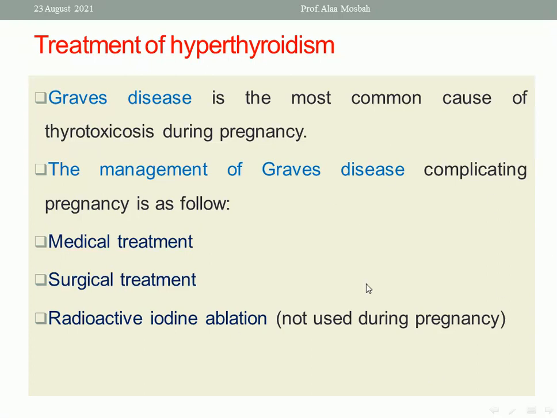Okay, Graves' disease, the most common cause of thyrotoxicosis during pregnancy. What is the management of Graves' disease, which constitutes 95% of cases of hyperthyroidism? We have medical treatment, surgical treatment, and radioactive iodine ablation. Of these three lines of treatment, we will exclude radioactive iodine ablation during pregnancy because it is teratogenic and contraindicated during pregnancy. So we are left with medical treatment and surgical treatment.